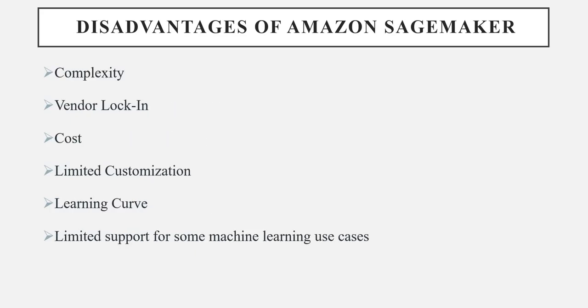The next is the disadvantages of Amazon SageMaker. The disadvantages are complexity, vendor lock-in, cost, limited customization, learning curve, and limited support for some machine learning use cases.